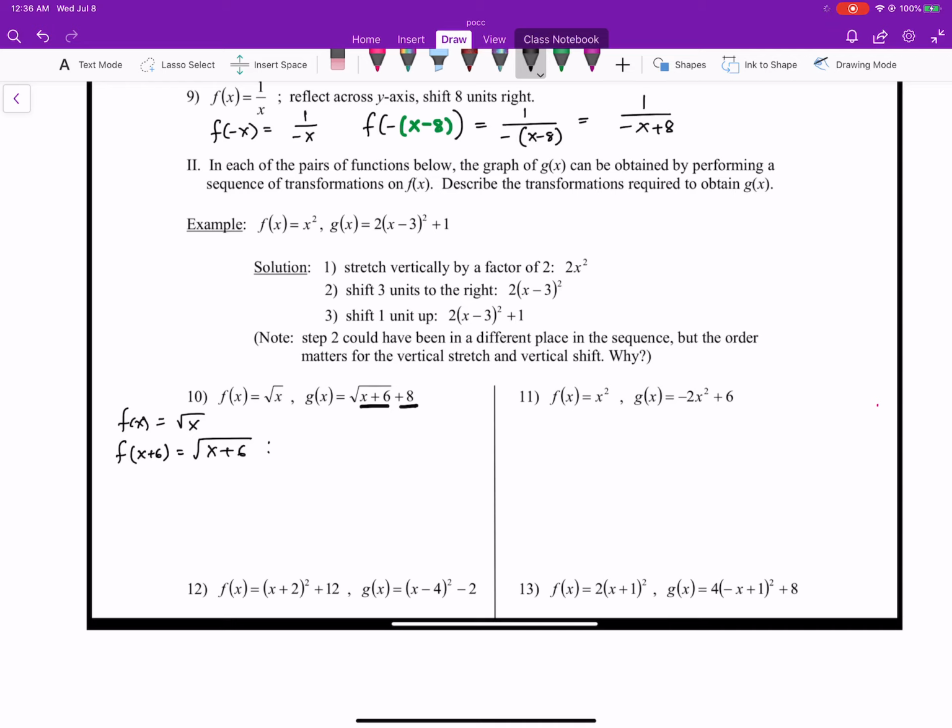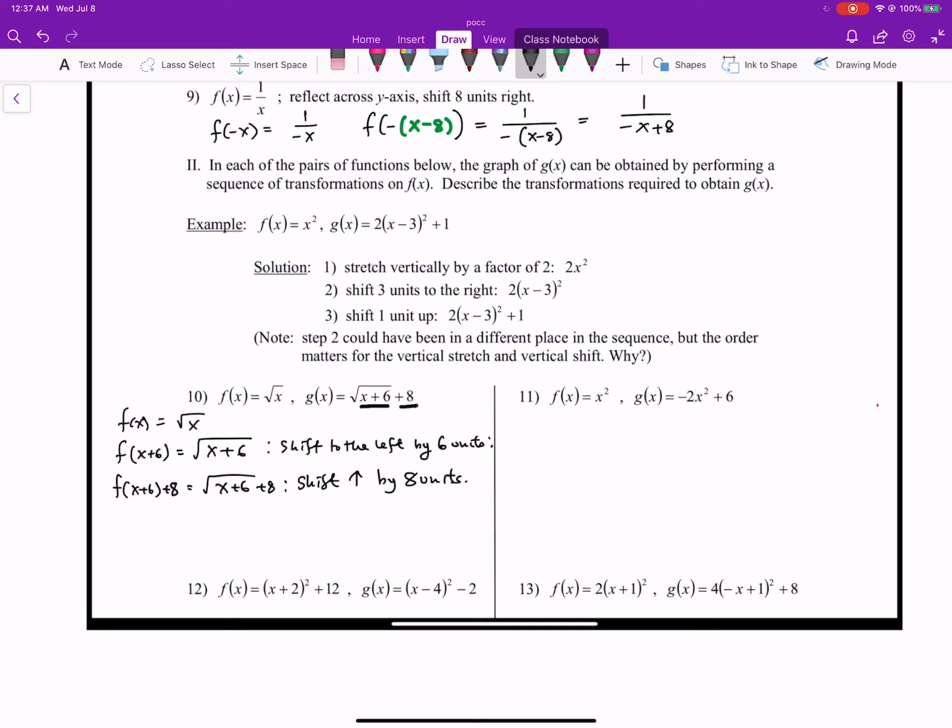So I can see that I need to do x plus 6, which will make the function square root of x plus 6. So what I did was I did a shift to the left by 6 units. Then I need to add a plus 8. So this is what I'm saying. I'm saying square root of x plus 6, plus 8, meaning my next move after the first one was I had to shift upwards by 8 units. Okay. Now let's look at the next example.